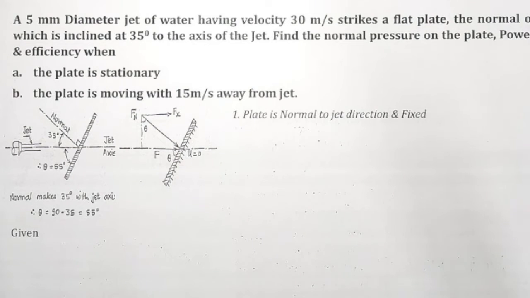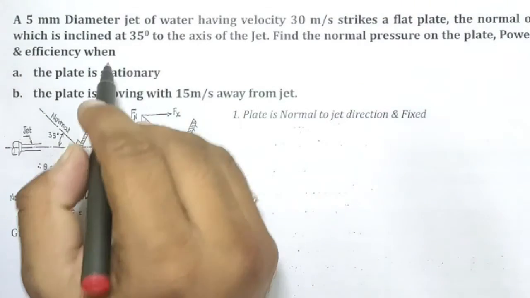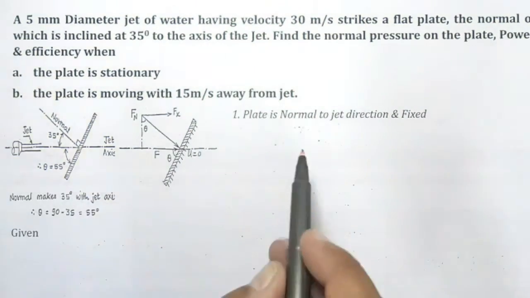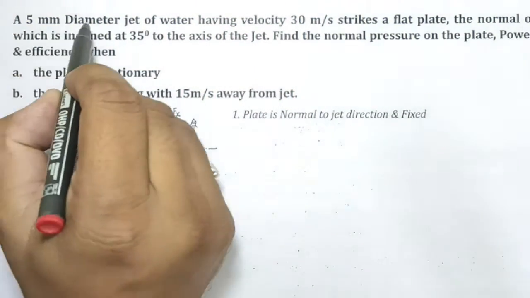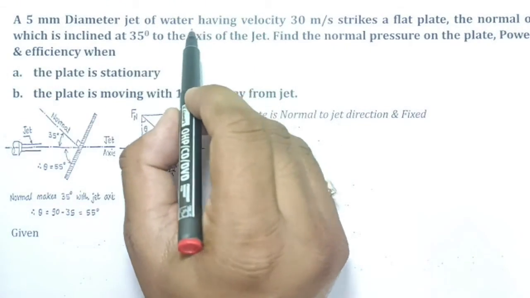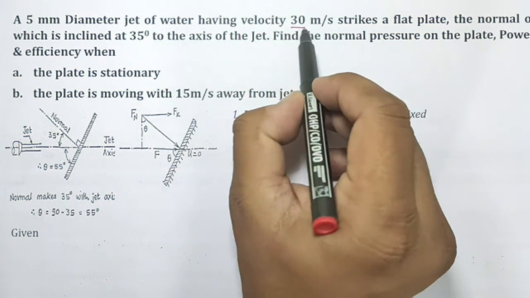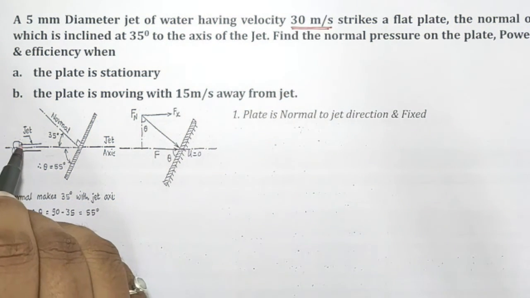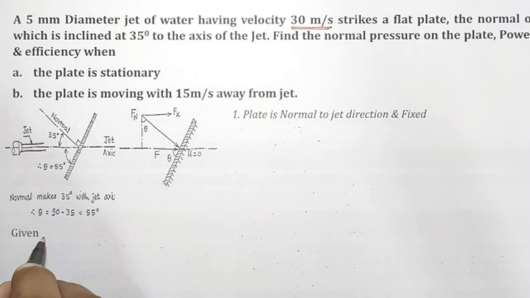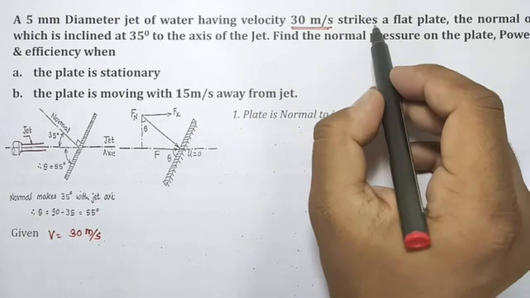So here is the case that the jet is striking the plate. Now we will just try to understand the statement. A 5 mm diameter jet of water having velocity 30 meter per second. So the jet velocity is 30 meter per second, so V is equal to 30 meter per second, strikes a plate.